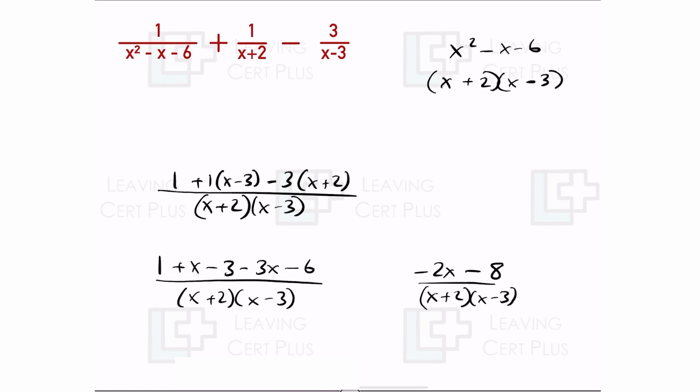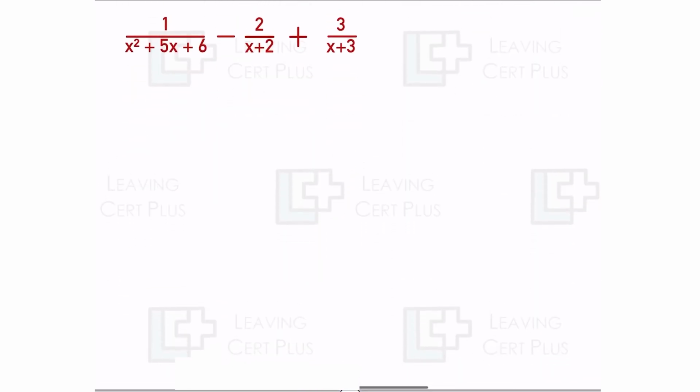If you take out a minus 2 on top, you're going to get minus 2 times x plus 4. But you can't simplify here any further. That's going to be your answer. So last question, and I'd like you to pause the video and give it a go.